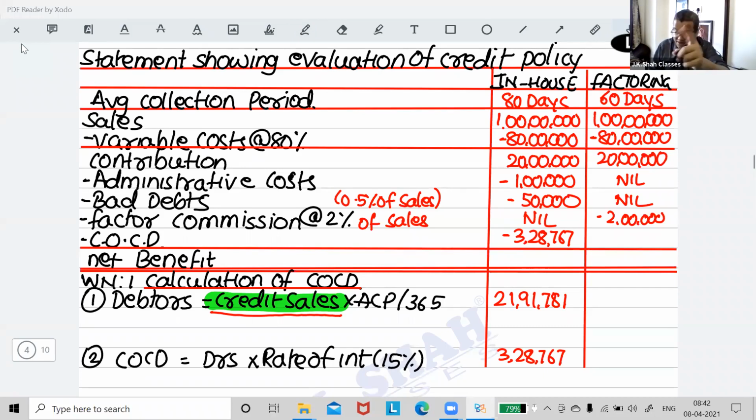Sales is same 1 crore, but the credit period is changing, no? Into 60 divided by 365. So it came to 16,43,836. Correct? Of that 15%. So 2,46,575.